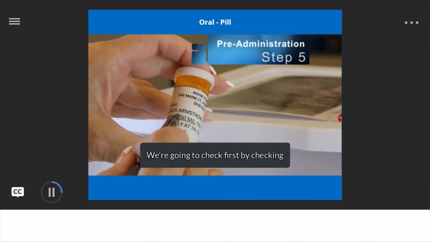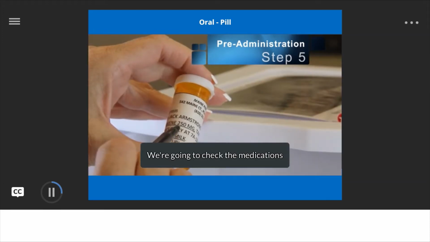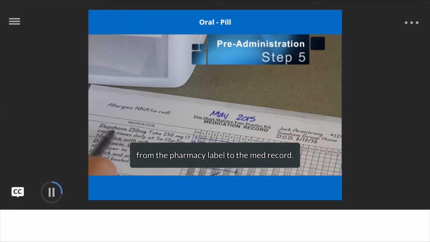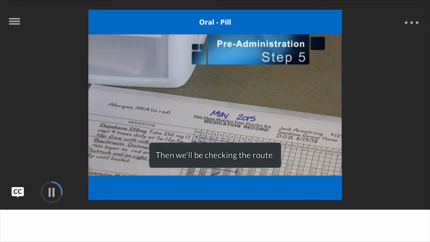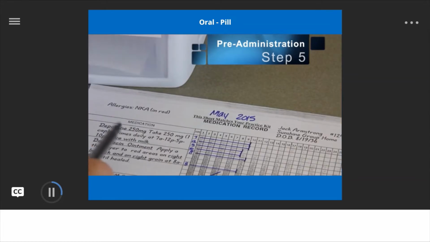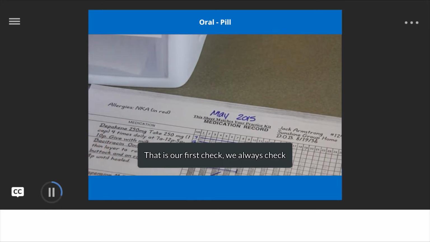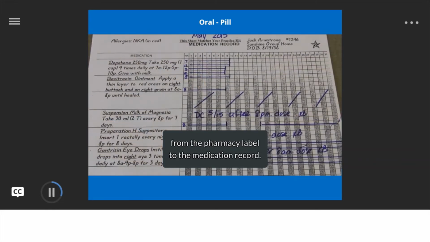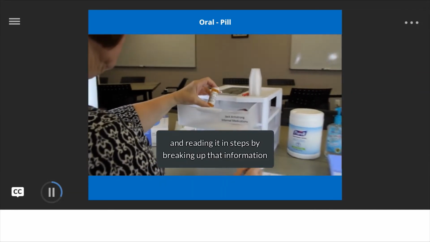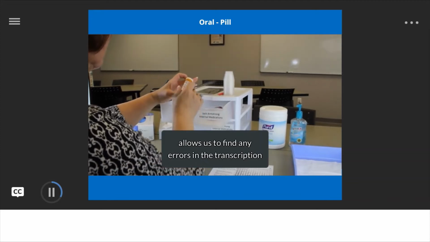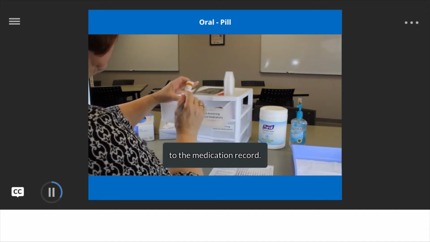We're going to check first the name of the individual from the pharmacy label to the med record. We're going to check the medications from the pharmacy label to the med record. We're going to look at the dose of the medication. Then we'll be checking the route and the time that we're giving the medication. That is our first check. We always check from the pharmacy label to the medication record. We read it thoroughly, precisely, and in steps. Breaking up that information allows us to find any errors in the transcription of that information from the pharmacy label to the medication record.